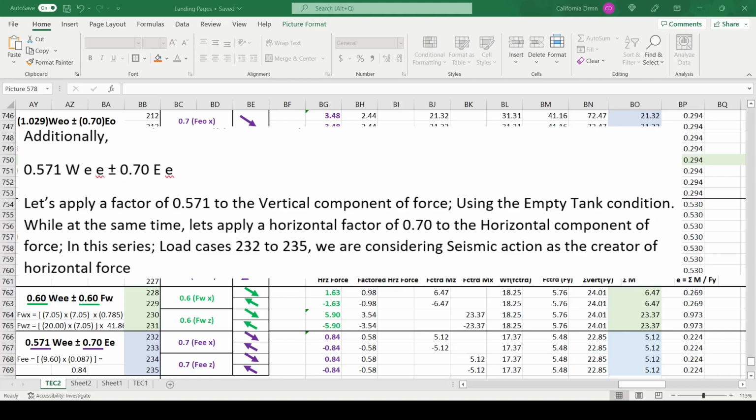Additionally, 0.571 WEE plus or minus 0.70 EE. Let's apply a factor of 0.571 to the vertical component of force, using the empty tank condition, while at the same time, let's apply a horizontal factor of 0.70 to the horizontal component of force. In this series, load cases 232 to 235, we are considering seismic action as the creator of horizontal force.